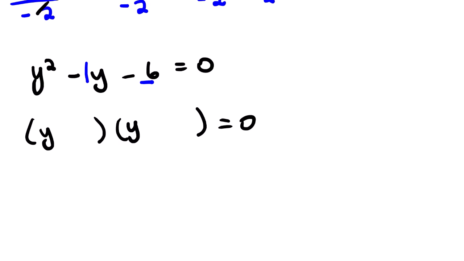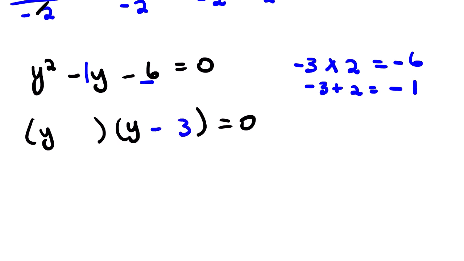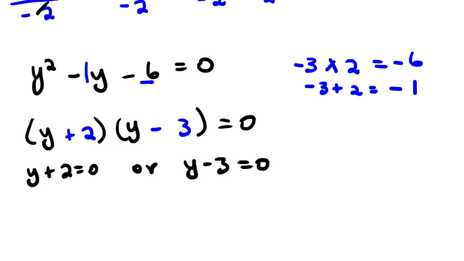So we can have 3 multiplied by 2 to give us 6. Remember, we're looking for -6. So let's say -3 multiplied by 2, it's -6. -3 plus 2, it's actually -1. So these are the factors. Our factors are -3 and +2. Then from here, y plus 2 is equals to 0, or y minus 3 is equals to 0. And then y is equals to -2, or y is equals to 3.